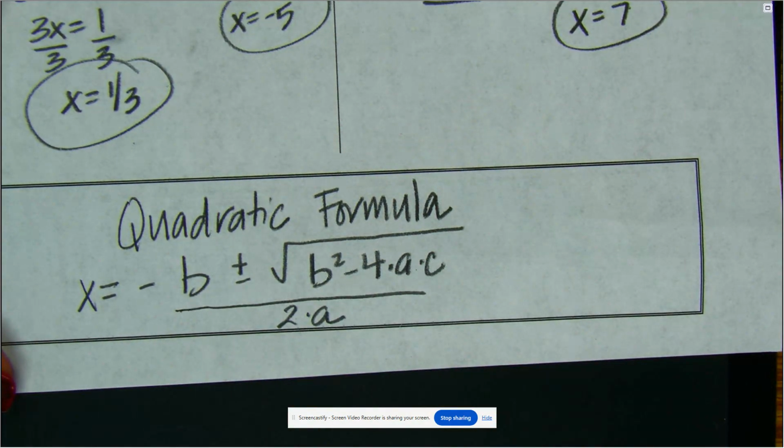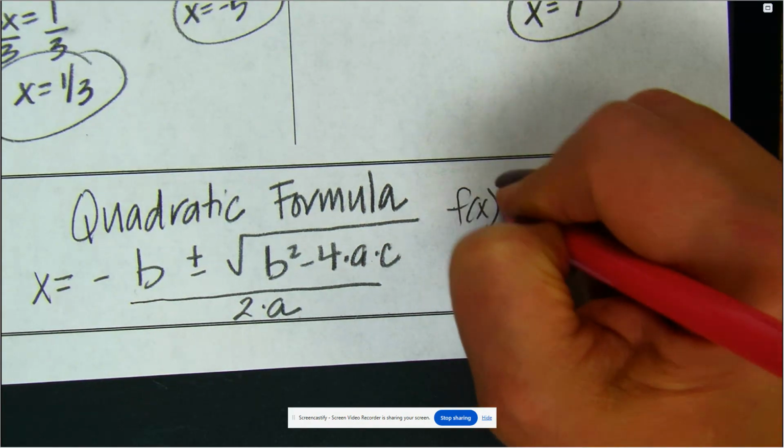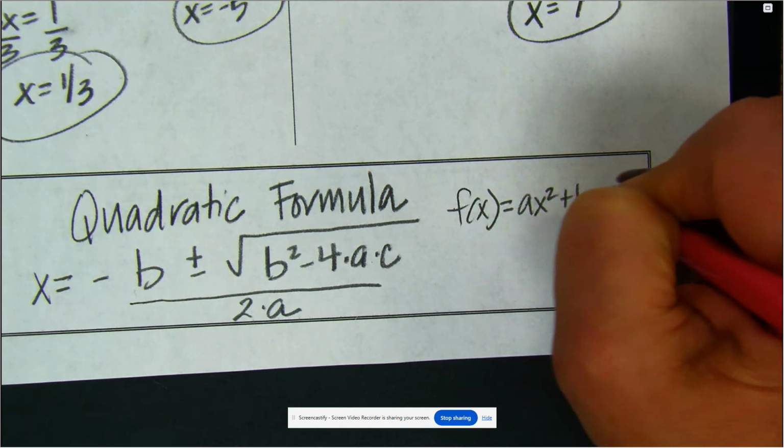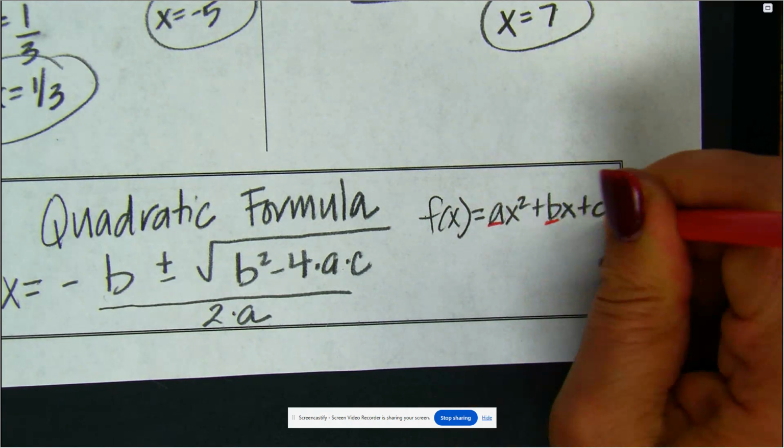Okay, so x equals negative b plus or minus the square root of b squared minus 4 times a times c all over 2a. And we get these numbers from a quadratic in standard form. A, B, C.